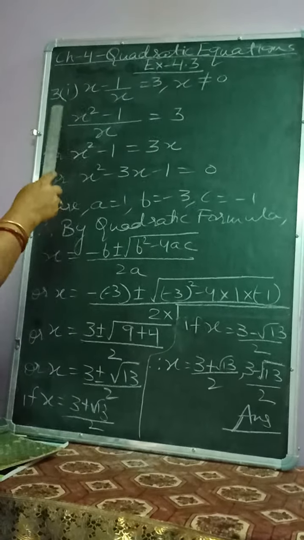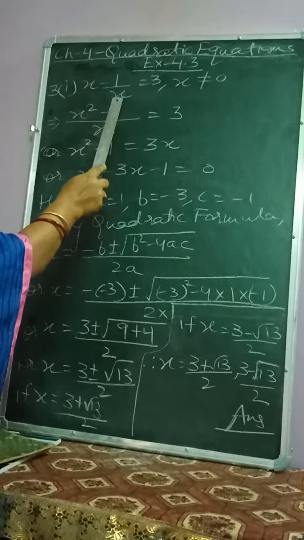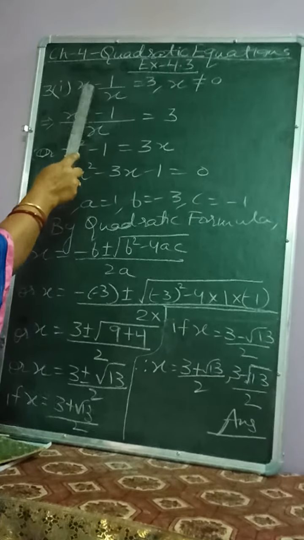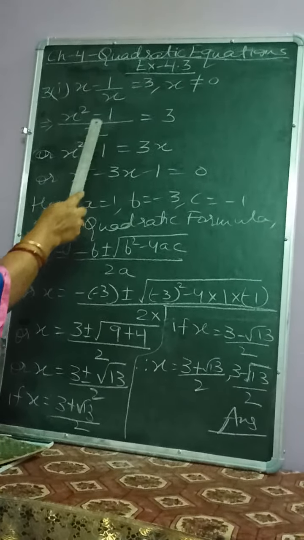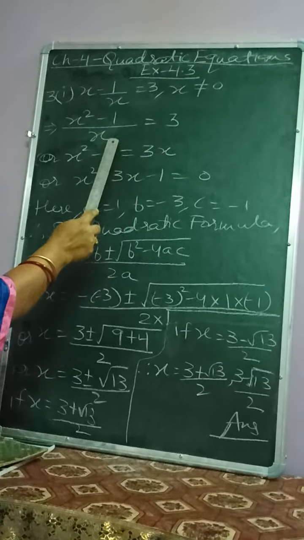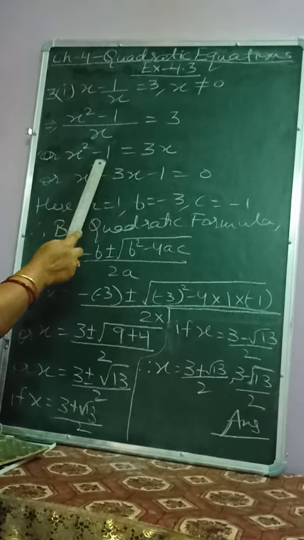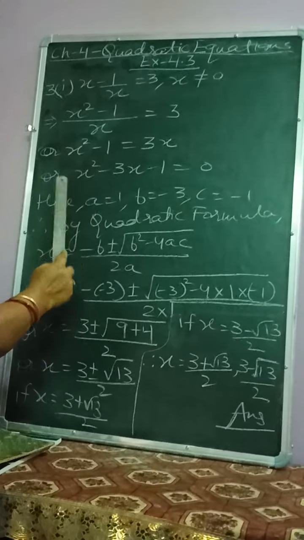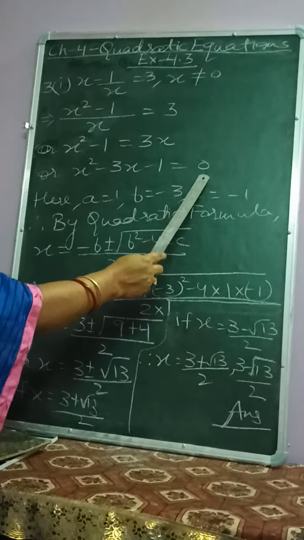So for this, we will take the LCM on the left hand side of the equation. So x is the LCM. Then on simplifying, the numerator is coming x square minus 1. So we get x square minus 1 upon x is equal to 3. Then on cross multiplication of x and 3, we get x square minus 1 is equal to 3x. Shifting 3x to the left hand side, we get x square minus 3x minus 1 is equal to 0.